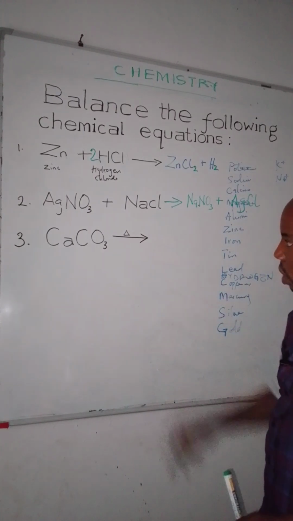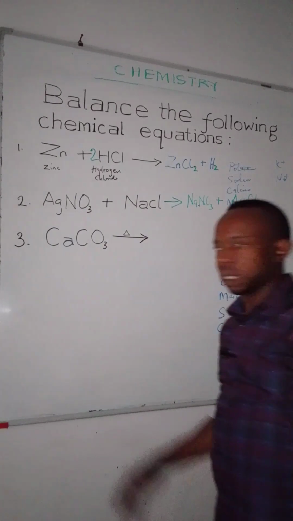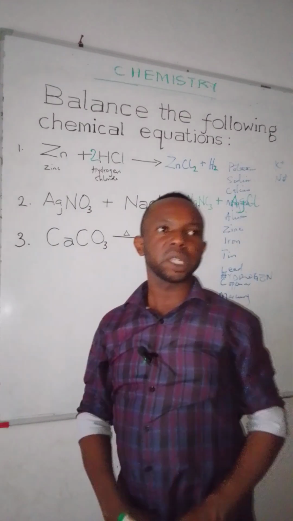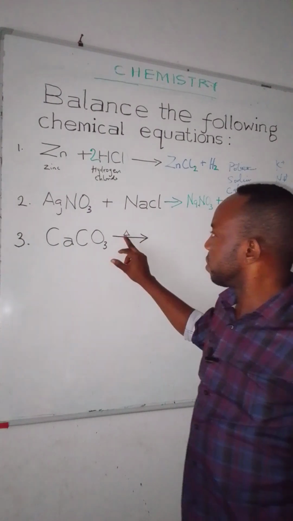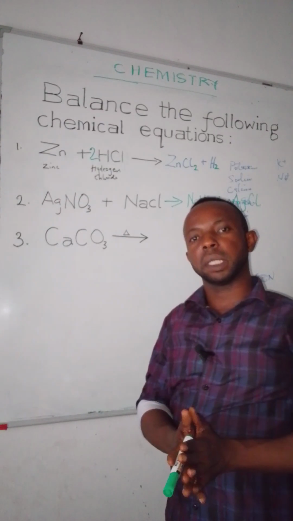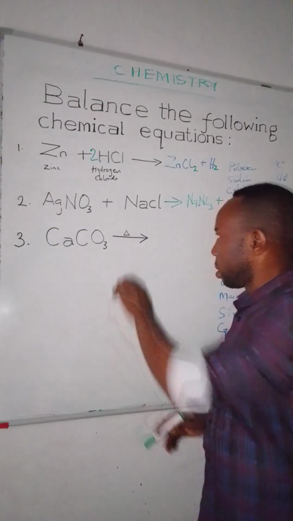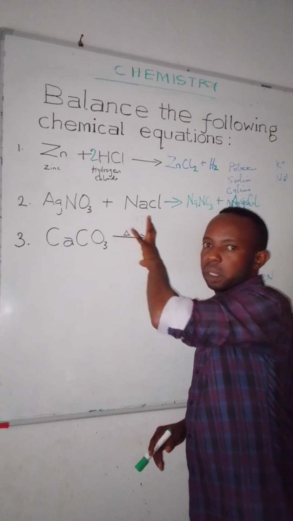Now, finally, look at this one. This is what we call decomposition. This kind of equation is called decomposition reaction. When the decomposition is as a result of heat, it is called thermal decomposition. Notice this sign here is representing heat.